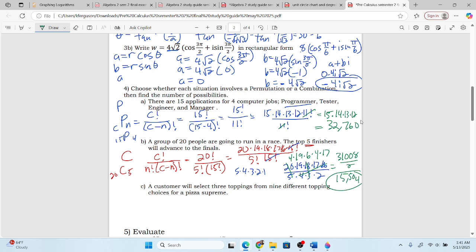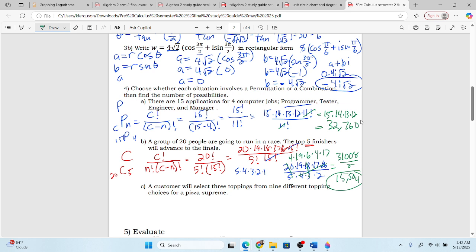All right, and we got one more. So we're talking about pizza now. Pizza, pizza, pizza. So I'm a customer. I'll select 3 toppings from 9 different topping choices. Let's see, for a pizza supreme.